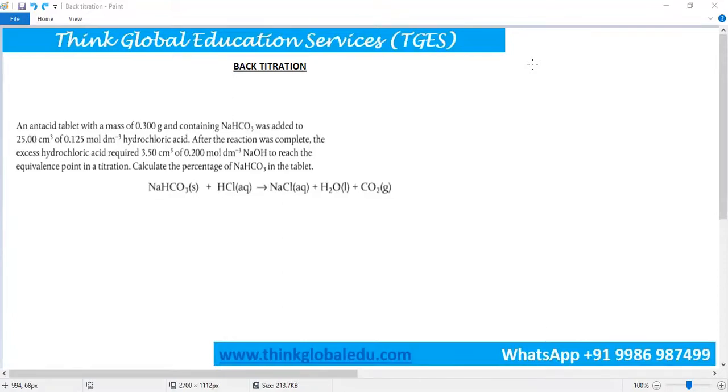In this video, we will learn about back titration. As the name implies, a back titration is done in reverse by returning to the endpoint after it is passed. It is used when the endpoint is hard to identify or when one of the reactants is impure.